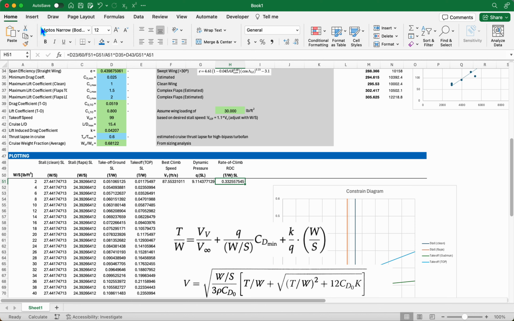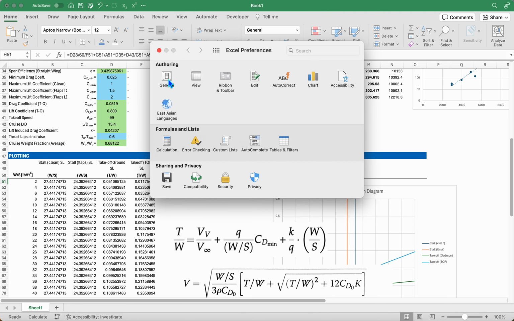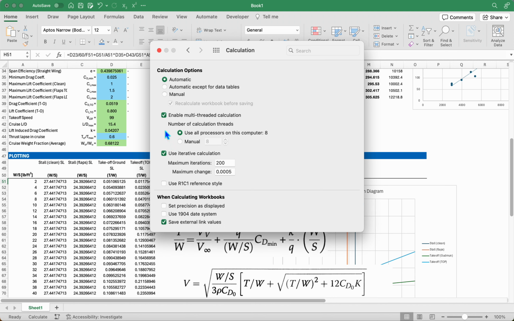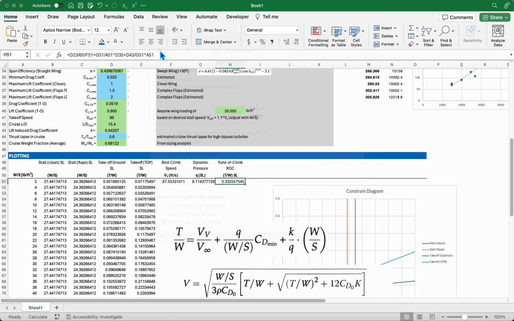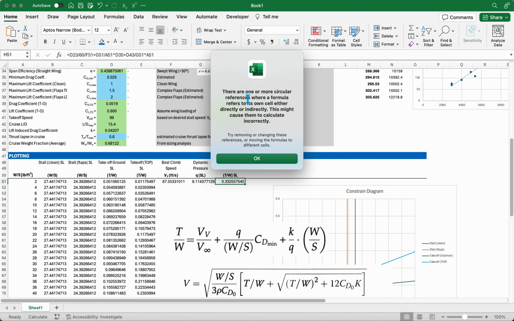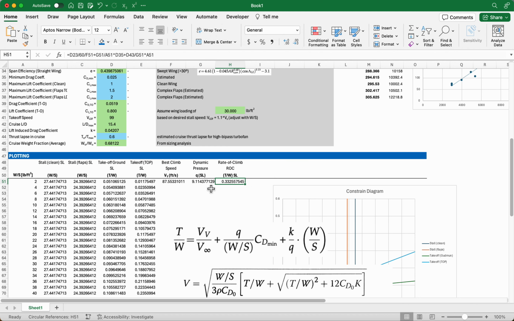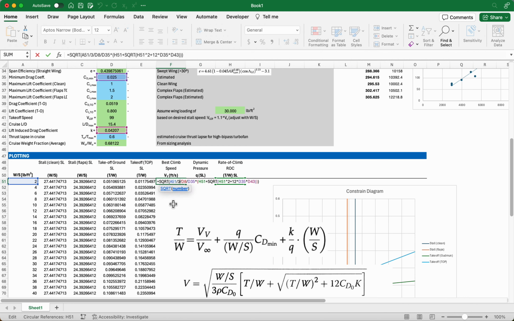Let me show you what it looks like if you don't have this turned on. So if you go to your settings, this is what it looks like for a Mac. Go to General. Go to Formulas and Lists, and go to Calculation. And then what I've done here is I said use iterative calculation. I'm going to turn that off, and you'll see what happens. There are one or more circular references. So that means one function is a function of another cell, which then depends on that original cell. So it shows up. If I edit this, let me add our dollar signs and see if it still gives me this error.